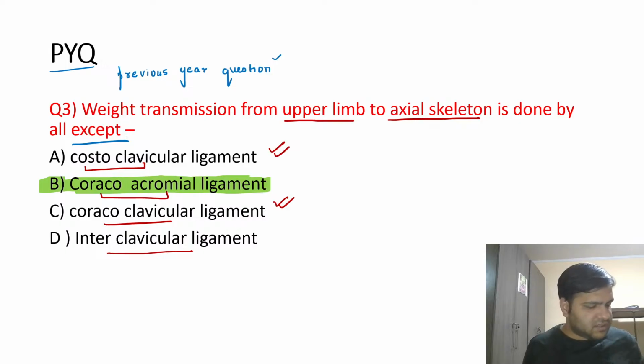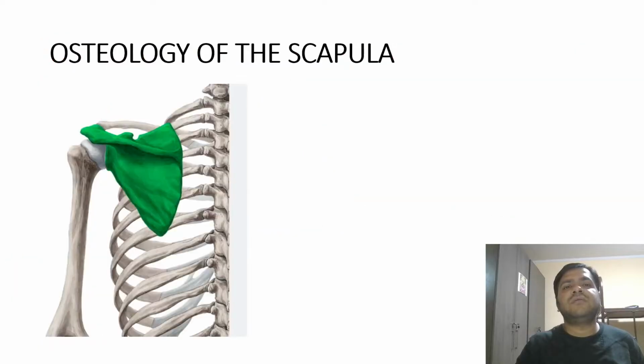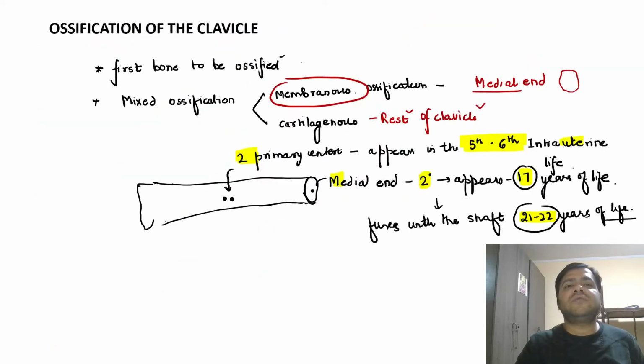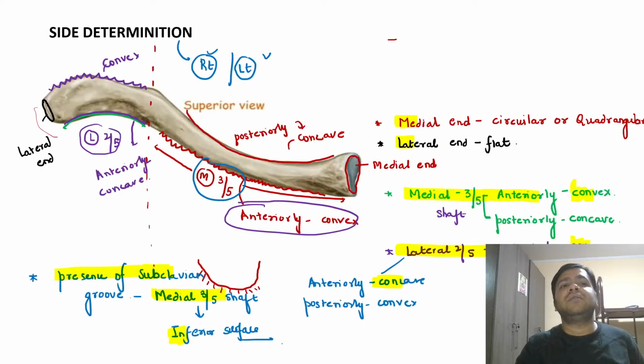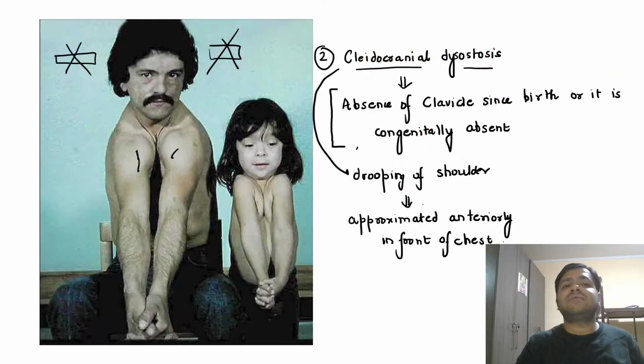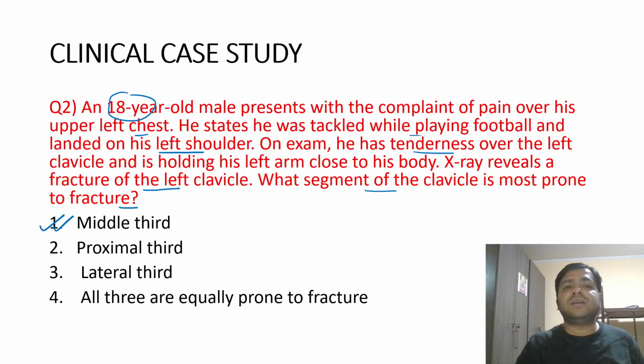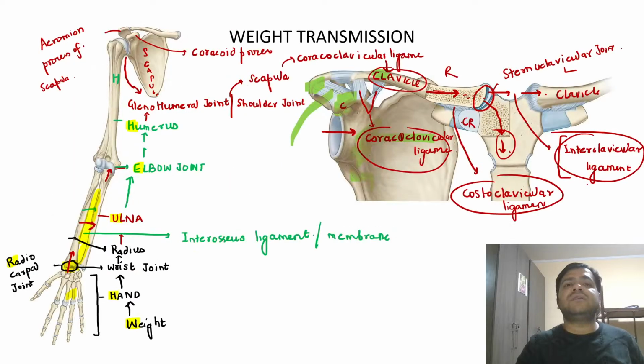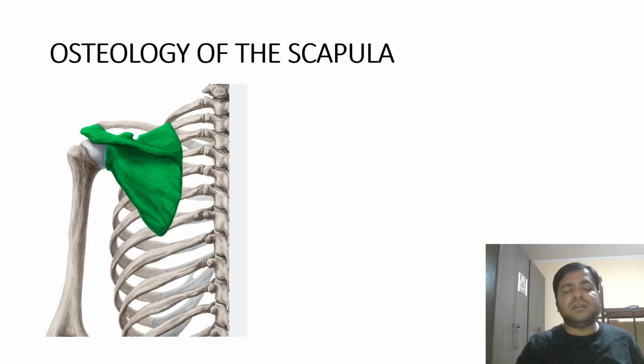Very good. I hope the entire clavicle is clear to everyone. Whatever clinical factors we have discussed, the peculiarities of the clavicle, the site determination, the ossification, the clinical anatomy, the X-ray, the clinical pictures, the clinical case study, the previous year question, and the weight transmission. I hope it's clear to each one of you.